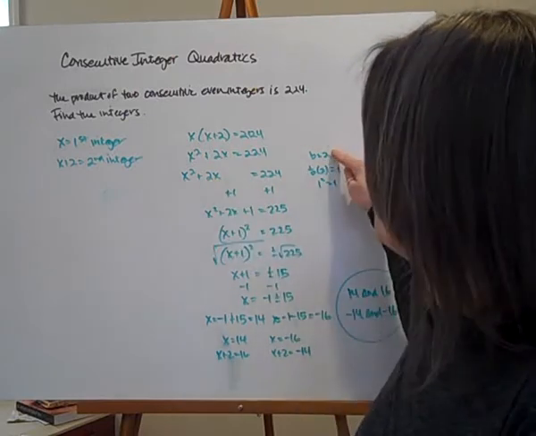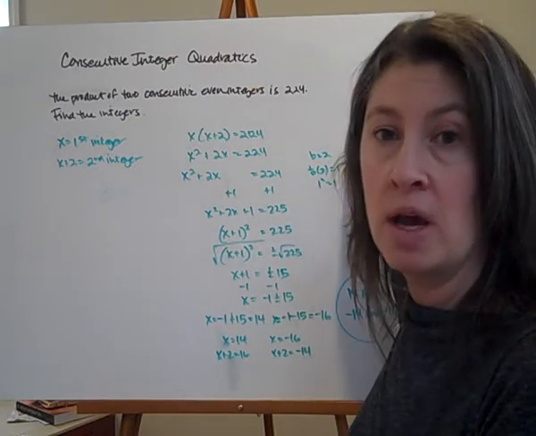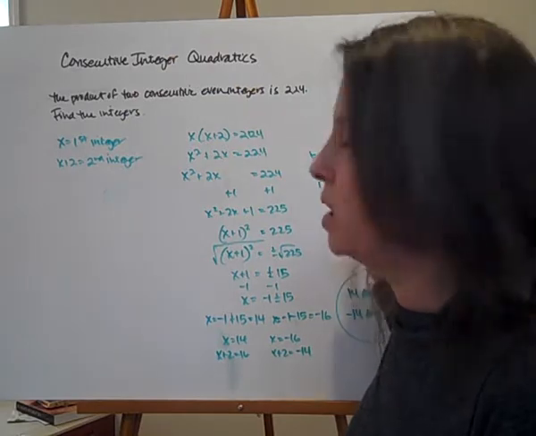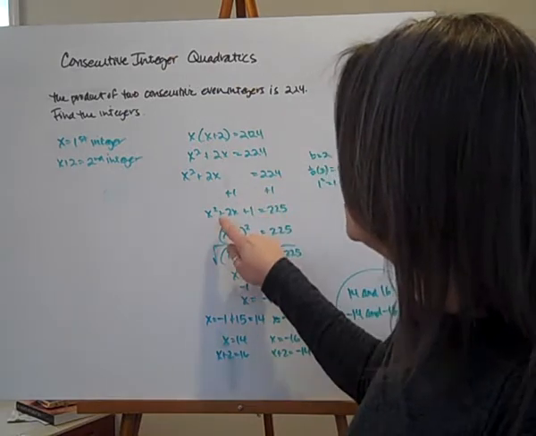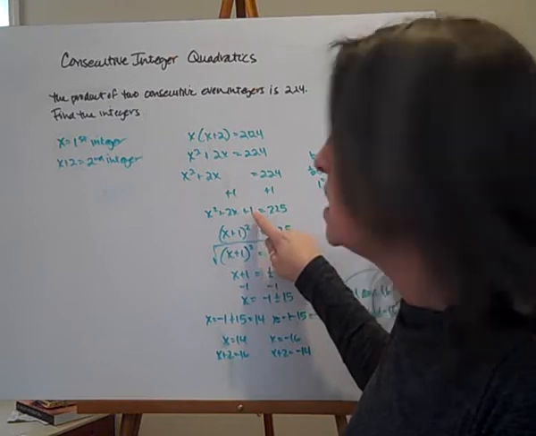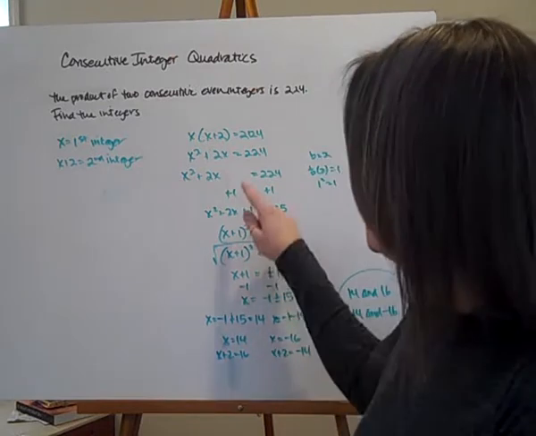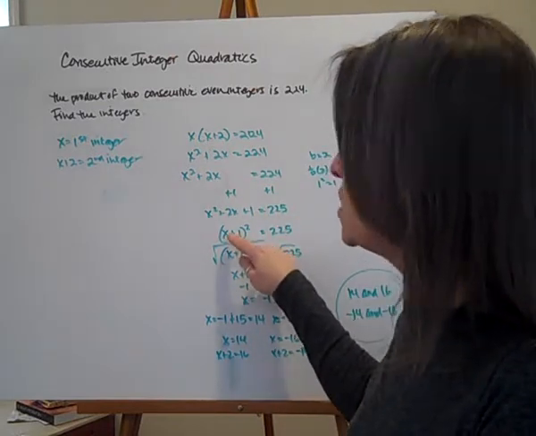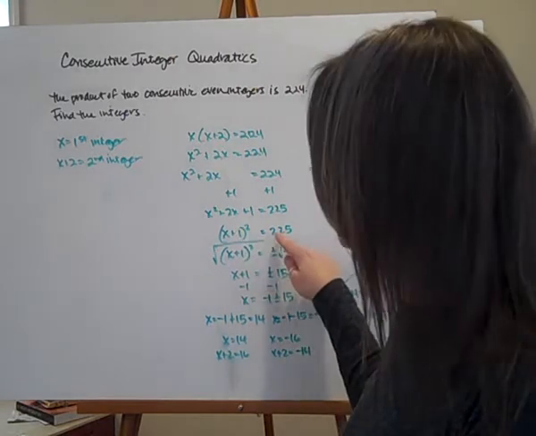So I'm going to take my b, which is 2, I'm going to take half of that, which is 1, and I'm going to square that, which gives me 1. So I'm going to add 1 to both sides. So I get x squared plus 2x plus 1 equals 225. So from here, I'm going to factor it. I have x plus 1 squared equals 225.